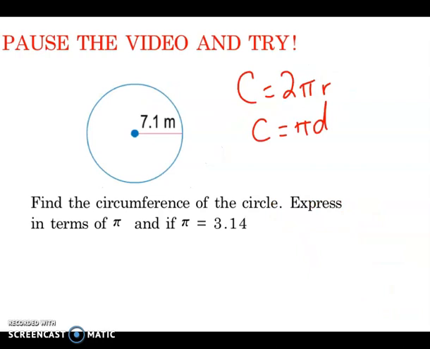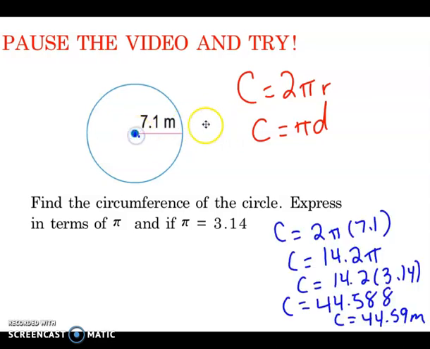So once again, I have the formula written on your screen. Pause the video and see if you can come up with the circumference. Hopefully you realize that you were given the radius, so you use the first formula. 2 pi times 7 and 1/10. 2 times 7 and 1/10 gives you 14 and 2/10 times pi. So you take 14 and 2/10 and multiply by 3.14, and you get 44.588. And if we round to the nearest hundredth, we get 44.59 meters. All this is taking a formula and subbing in what you know.